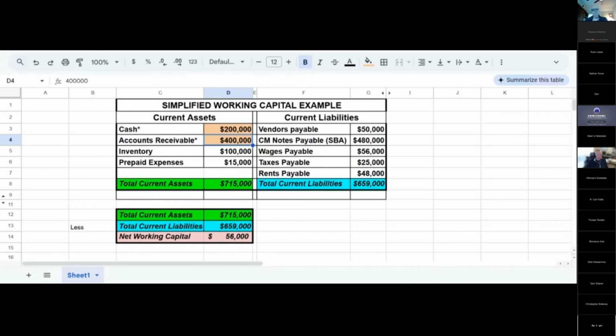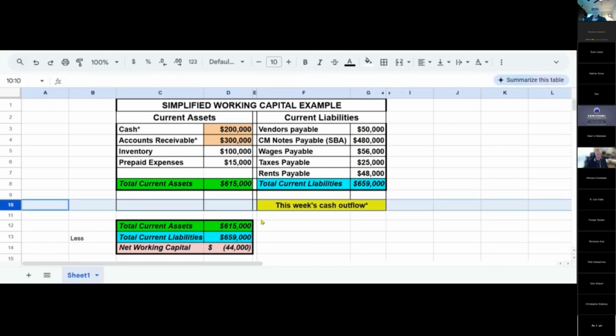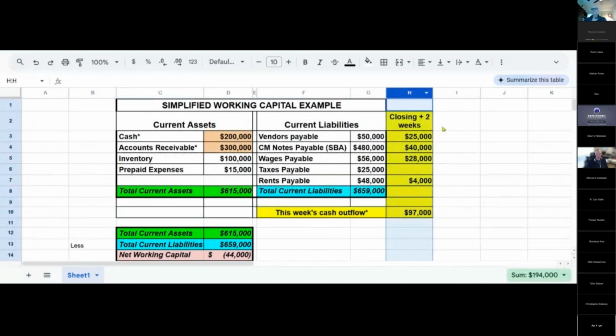I'm going to change this just a second. Let's go back to the original example. It'll make the example better. 200,000 in cash, 300,000 in receivables, inventory no change, prepaids no change. And then let's take a look at what you've got to come up with in 2 weeks after closing. Let's say you close, and in 2 weeks from closing date, you've got to pay a bunch of bills.